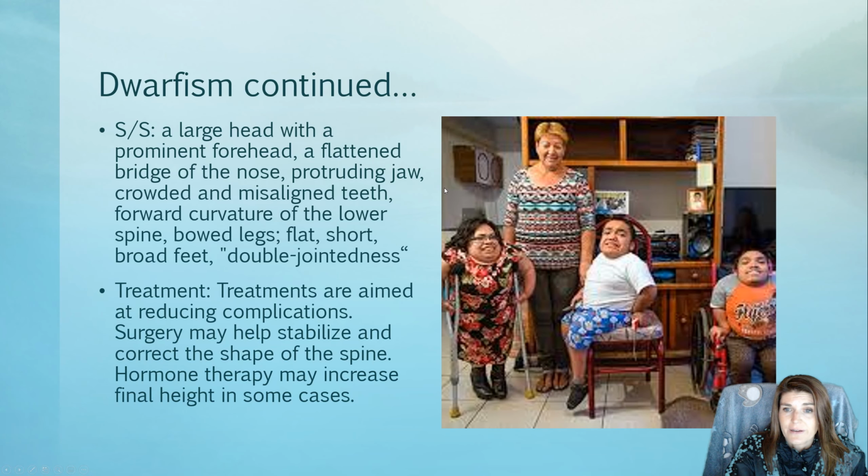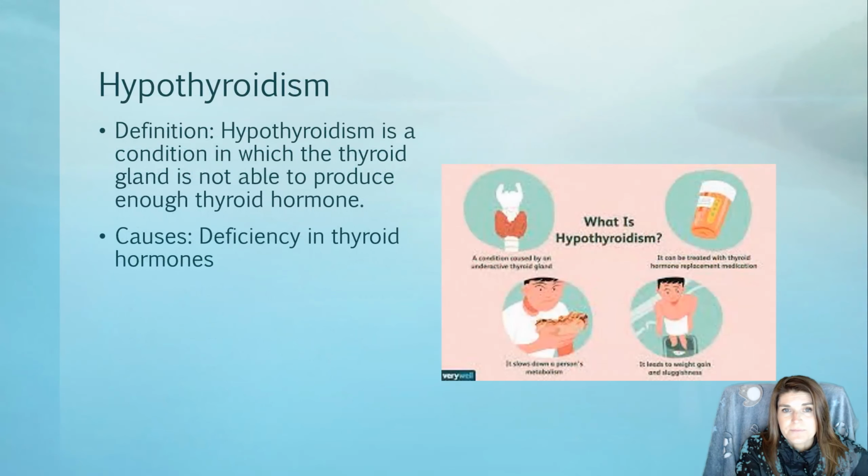Treatments are aimed at reducing whatever complications exist. They can do things to help stabilize the spine, and they do induce some hormone therapy, which is the endocrine system, all about the hormones.